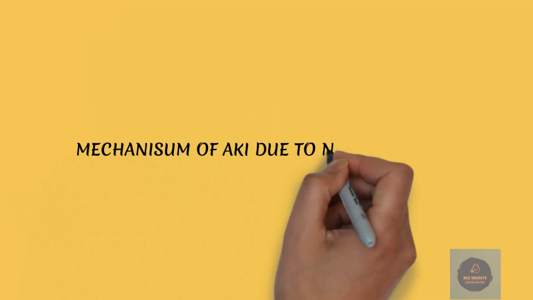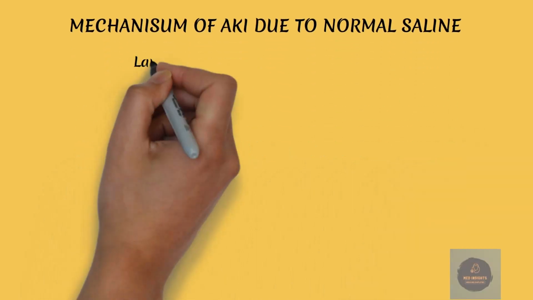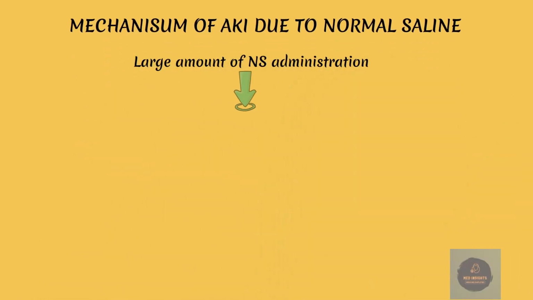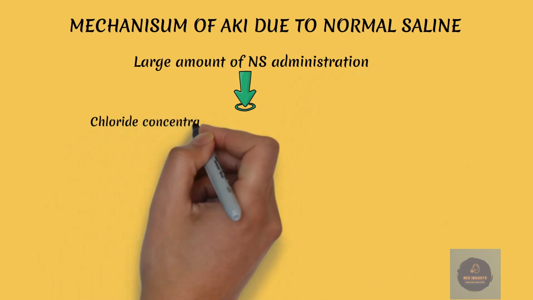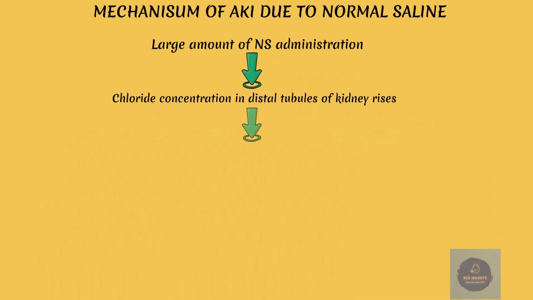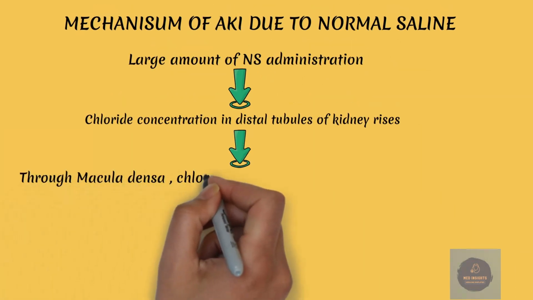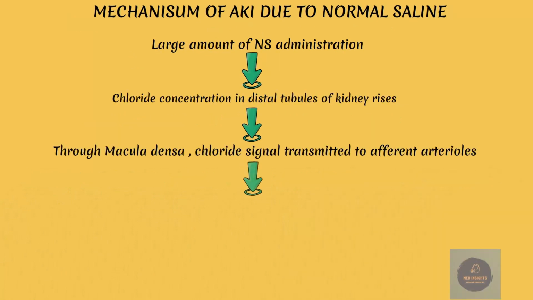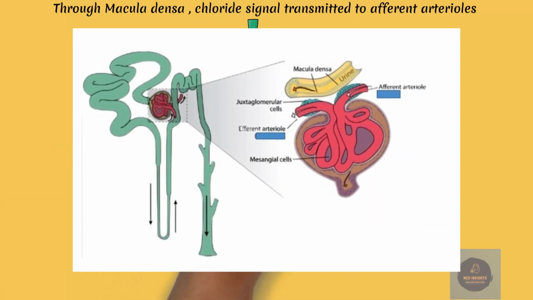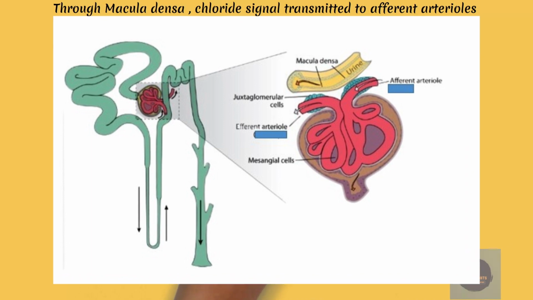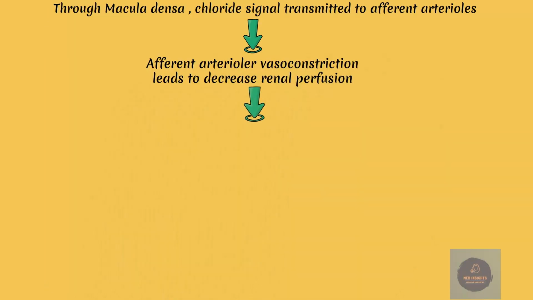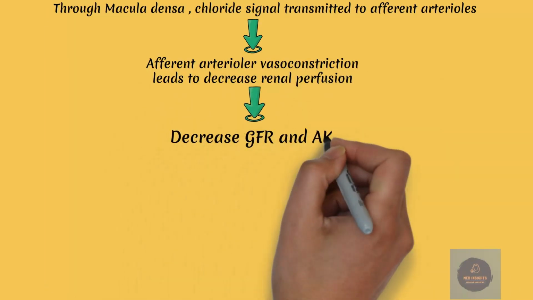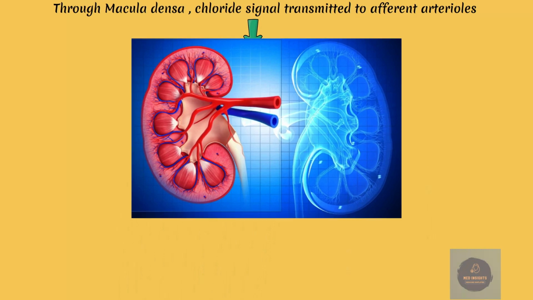Mechanism of acute kidney injury due to normal saline. Large amount of normal saline administration leads to rise in chloride concentration in distal tubules of kidney. Through macula densa, chloride signal is transmitted to afferent arterioles, which causes afferent arteriolar vasoconstriction, leading to decreased renal perfusion. This causes decrease in glomerular filtration rate and acute kidney injury.